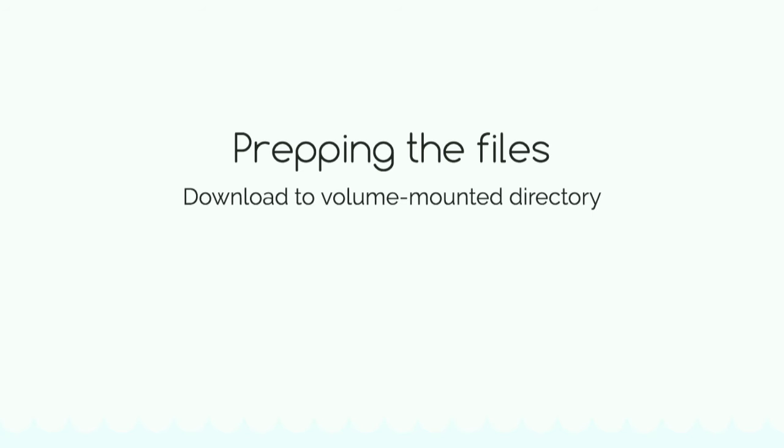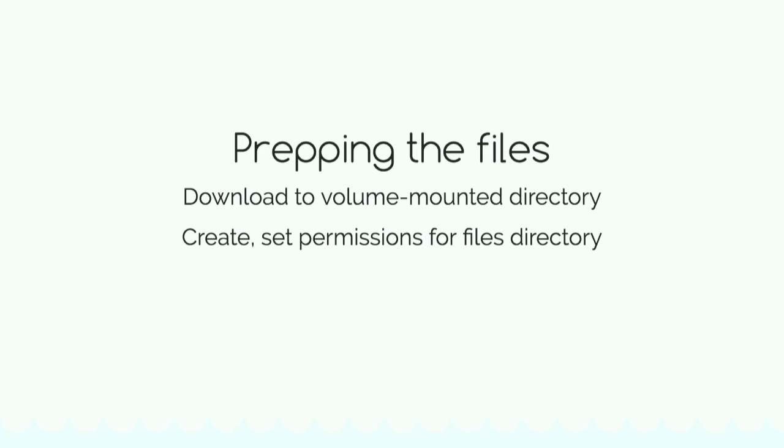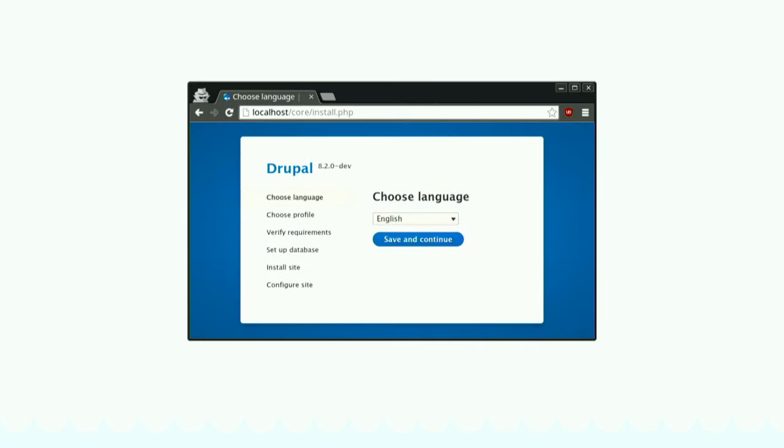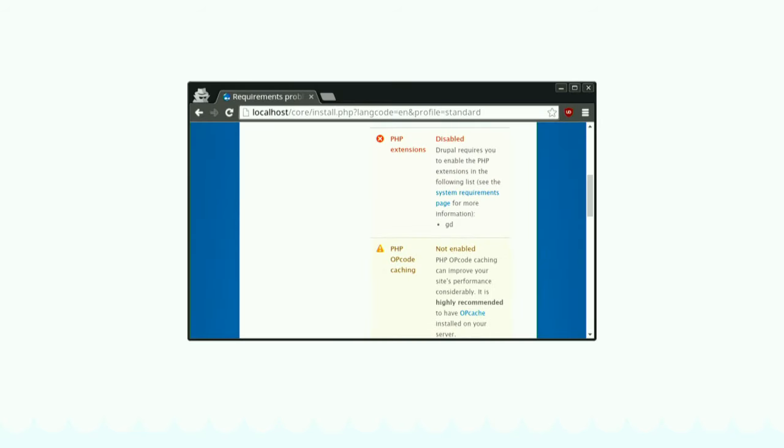All right, so let's prep some files. First, you want to download Drupal core to the volume-mounted directory. You want to create and set the permissions for the files directory, and create the services.yaml and settings.php as you would for any normal Linux server. And once you refresh, you can go to localhost, and you get a Drupal install page. Finally, we have Drupal working. And then there's some problems. Damn it.